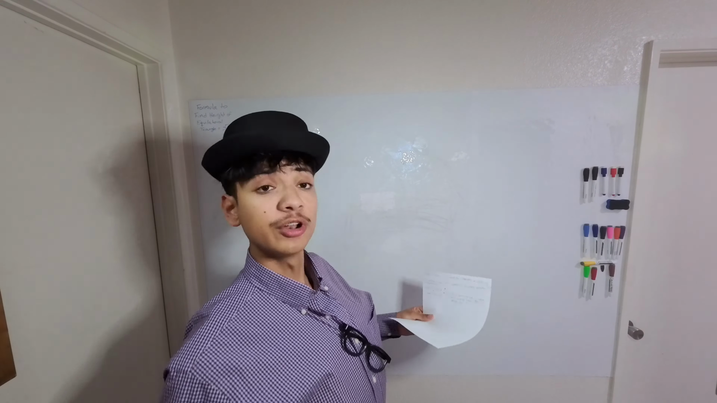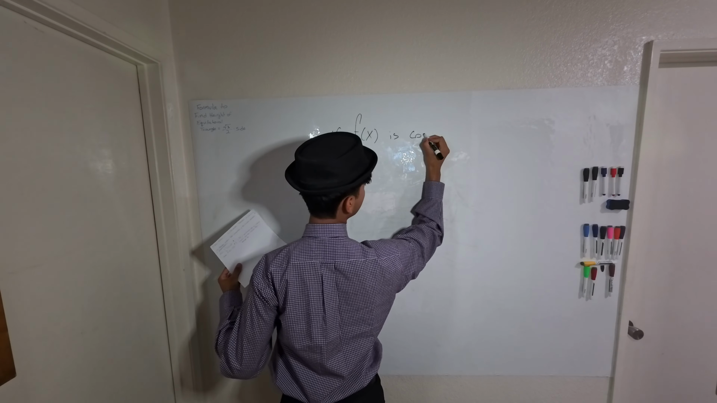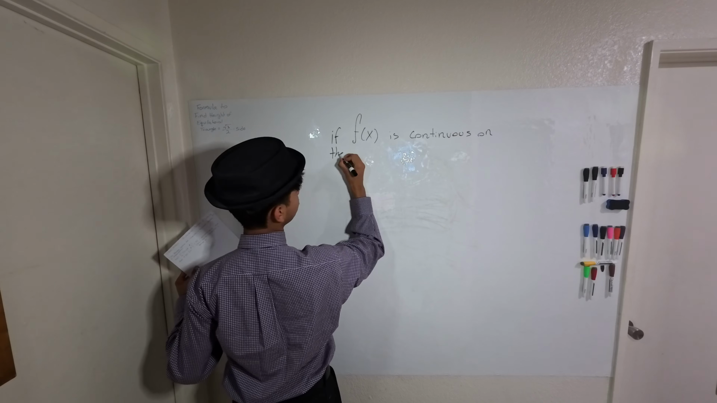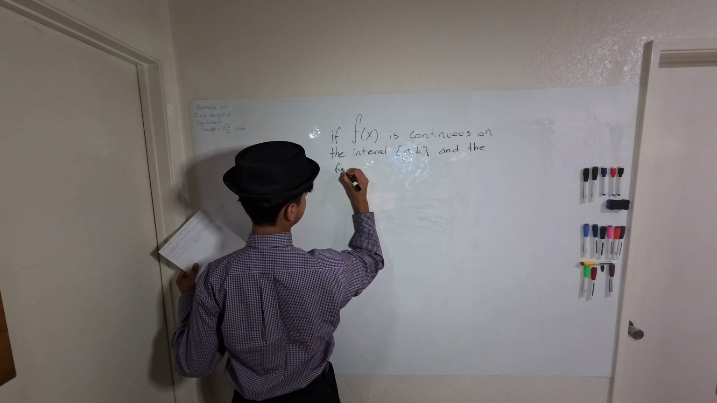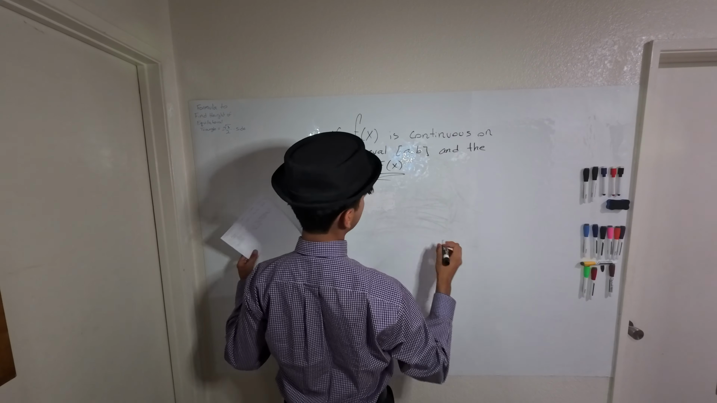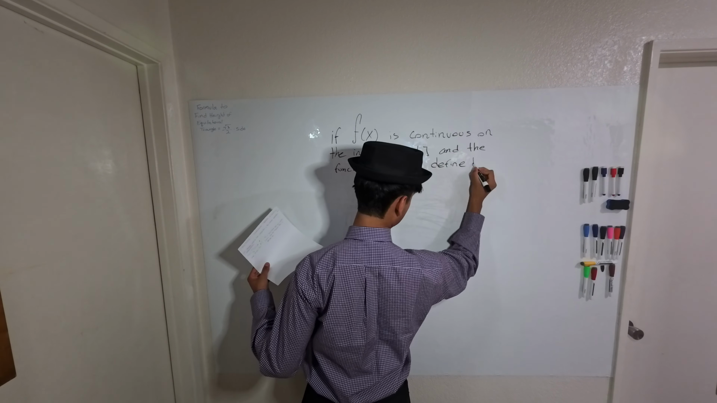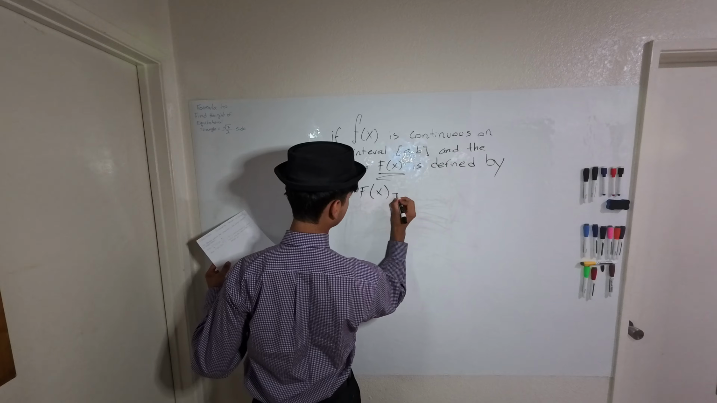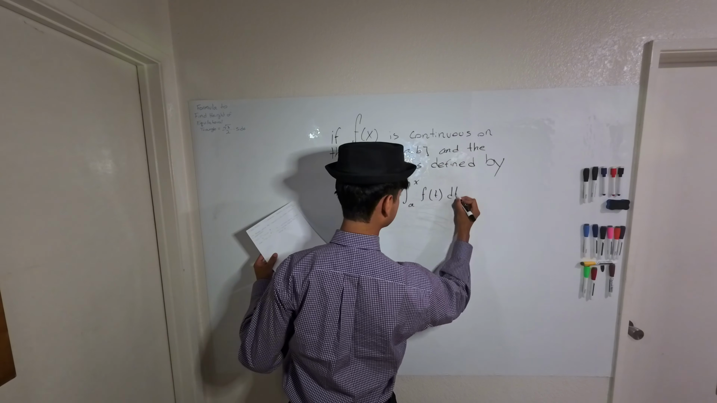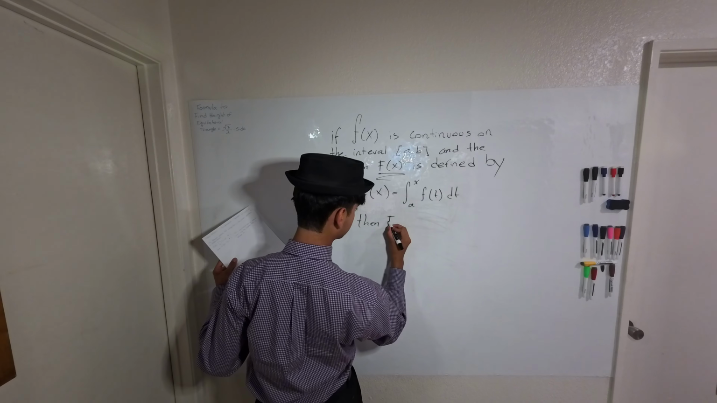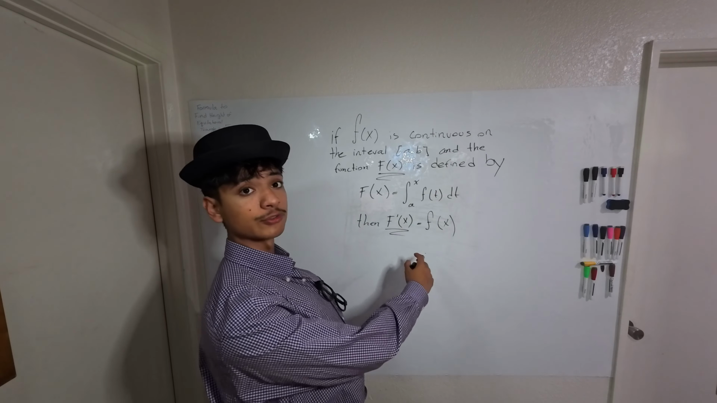Now, to put this into more mathematical terms, we could say that if a function, any function, in this case f of x, is continuous on the interval a to b, and the function capital F of x, which is simply another way to say the integral or the antiderivative, is defined by capital F of x equals the integral from a, which is simply a constant, to x of the function f of t dt, then the derivative of capital F of x, or the derivative of the integral, is going to equal the original function. And that's all you have to know for part one.